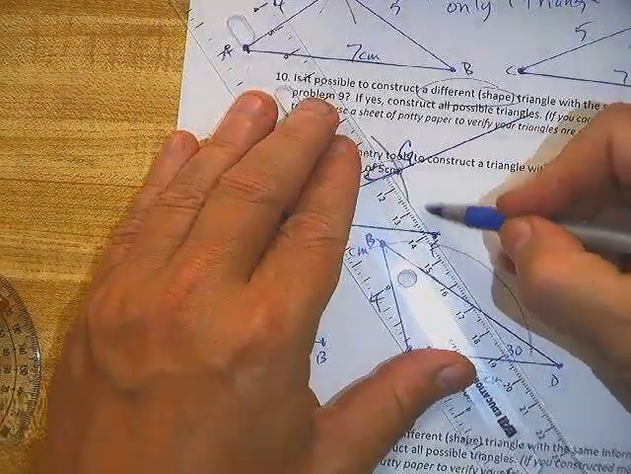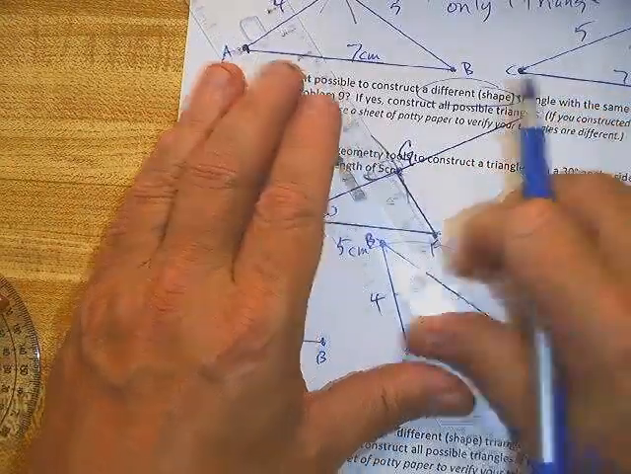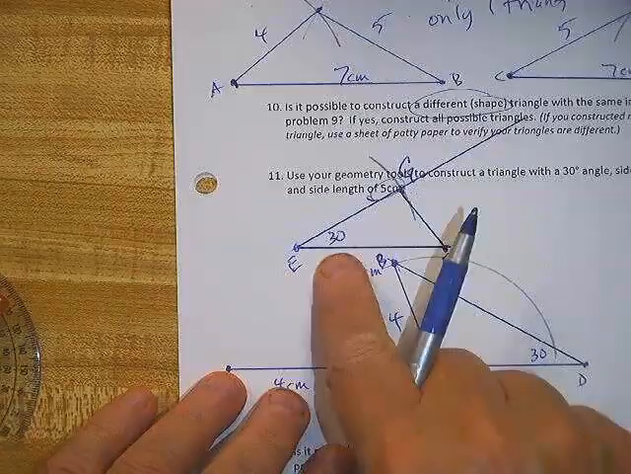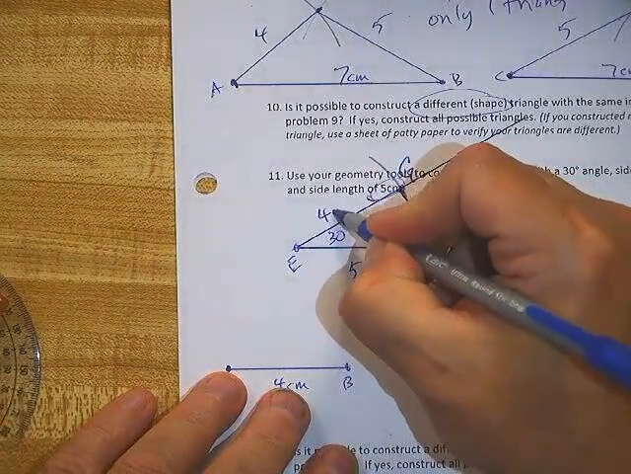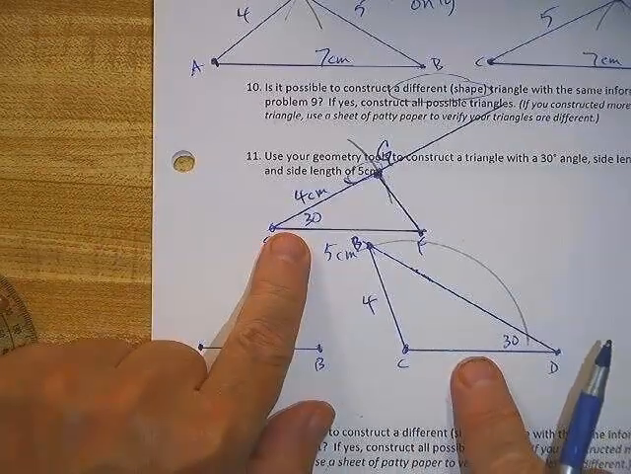So I'm going to draw an F back, or G and F to make the third side of the triangle. So this is 5, this is 30, and then the left side here is the 4, going out to G. So those two triangles definitely look different.